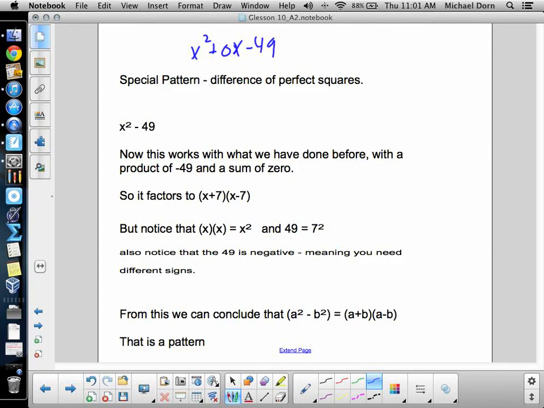Okay? And then my product has to be negative 49, and my sum has to be 0. Well, the only way I get a 0 sum is if the numbers are the same number with opposite signs, right? It's the only way I can get a 0 sum of numbers like that. So what two numbers multiply to give me negative 49 and give me 0? Positive 7 and negative 7.